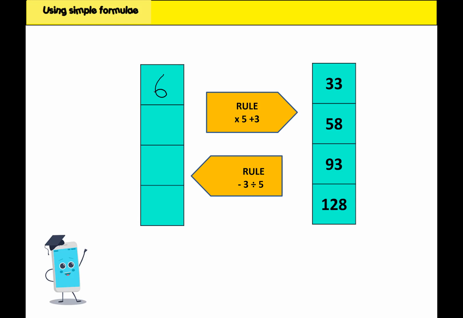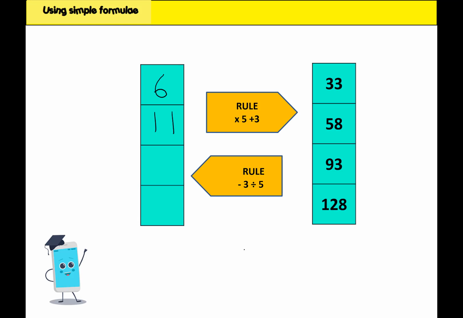Let's now go to our 58. We first of all subtract the 3, which is 55. Then we divide 55 by 5, which is 11. Let's test that. 11 times 5 is 55, plus 3 is 58. Yes, that works. Okay, let's go to our 93 now. So remember, we're doing the subtract 3 first, which is 90, and we're then going to divide 90 by 5.